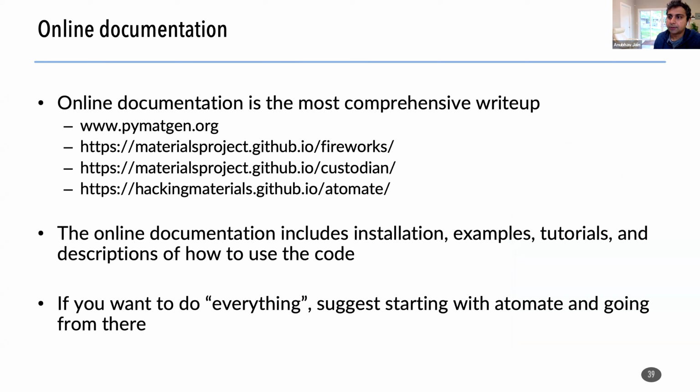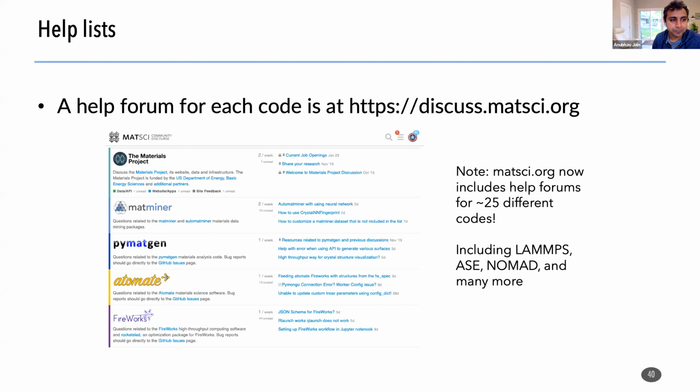There's also documentation for all the codes. As I mentioned, the documentation is much more comprehensive, but it is a little bit more difficult to read and to get used to. So, I put the links for the various documentation for the various tools. If you want to learn everything, I would probably suggest starting with Atomate because it uses all the other tools, and that will allow you to start running some calculations.